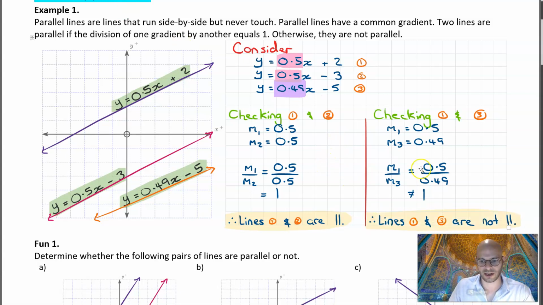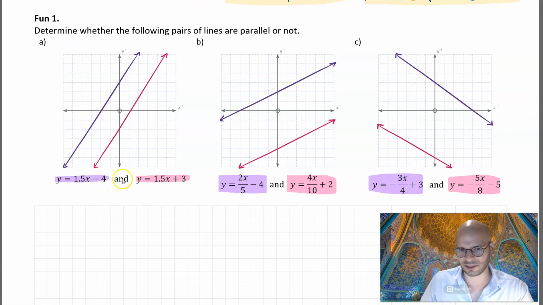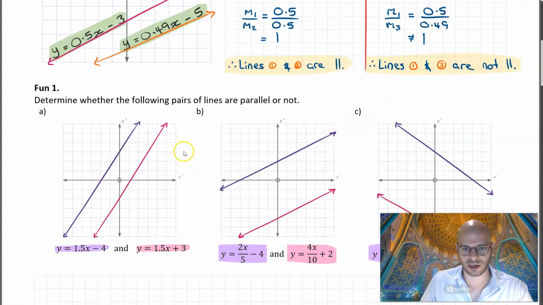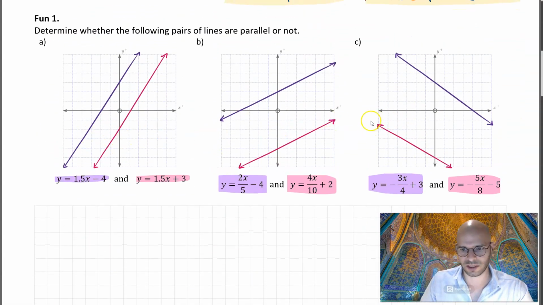Now that we've had a look at how we can show the working out to verify whether two lines are parallel, now it's your turn. We present three systems of equations. So we have y equals 1.5x minus 4 and y equals 1.5x plus 3 and so on. What I'd like you to do is pause the video now and run through the process shown here to determine whether these systems of equations have a parallel relationship or not. So you're comparing whether this line over here is parallel to this line. Once you're done, unpause the video and we'll verify your solutions.